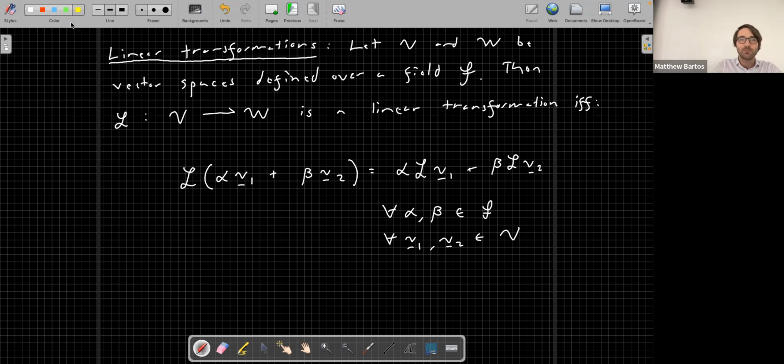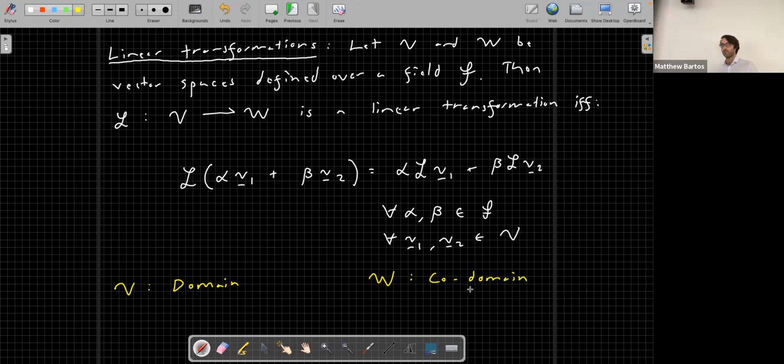In particular here, I want to point out that we have special names for the vector spaces V and W. So V, we refer to as the domain. It is the domain of the transformation L. And W is the codomain.